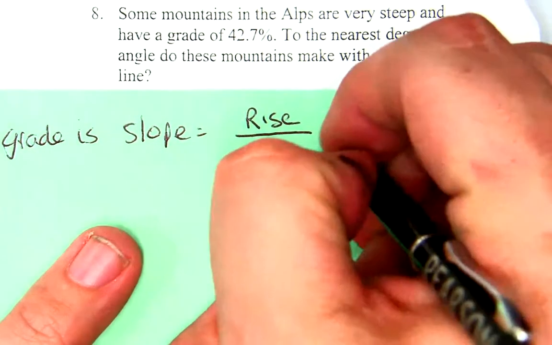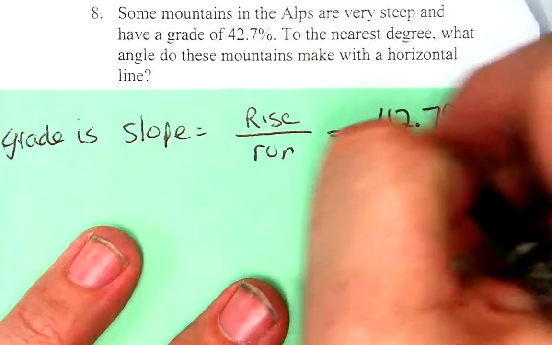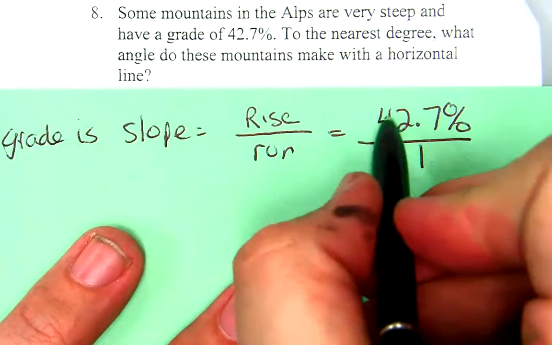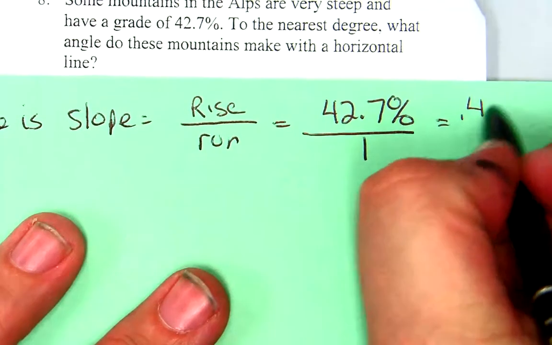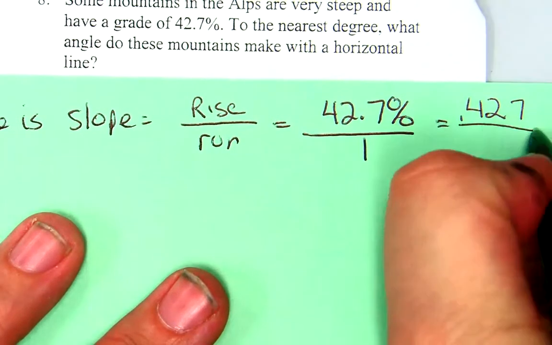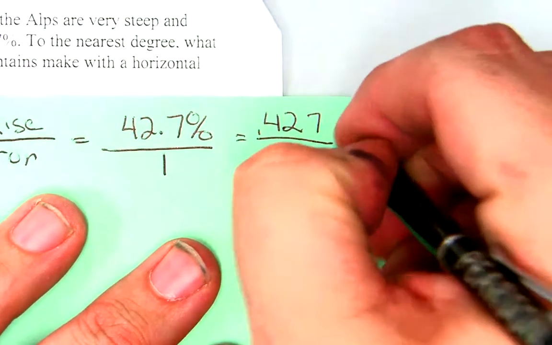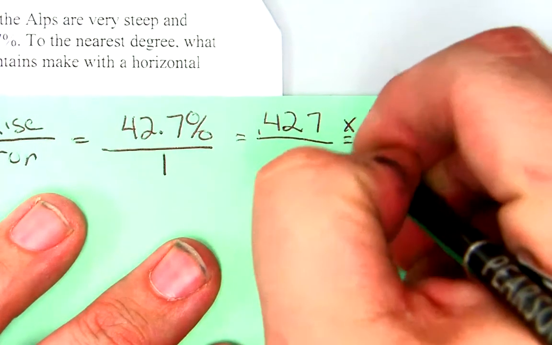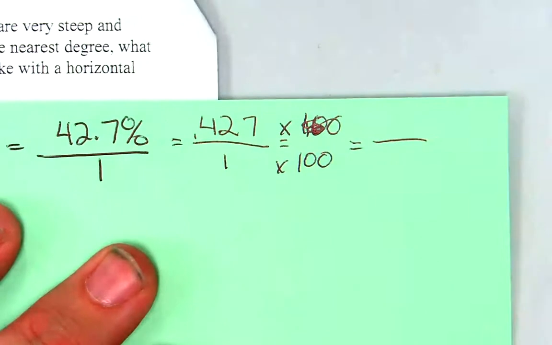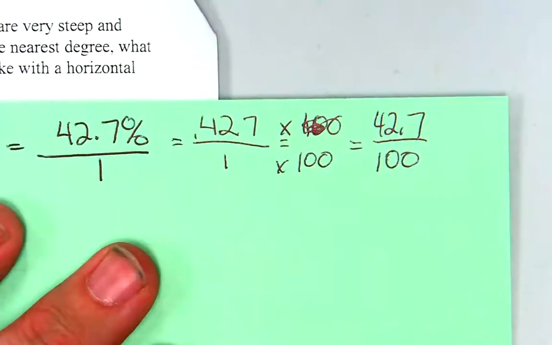So now, if we have 42.7% over 1, we don't use 42.7%, this is actually really 0.427 over 1. I don't like that. I want to make this into a whole number. I'm going to multiply both sides by 100, that's times 100, that's times 100. We'll get 42.7 over 100. That's our slope.